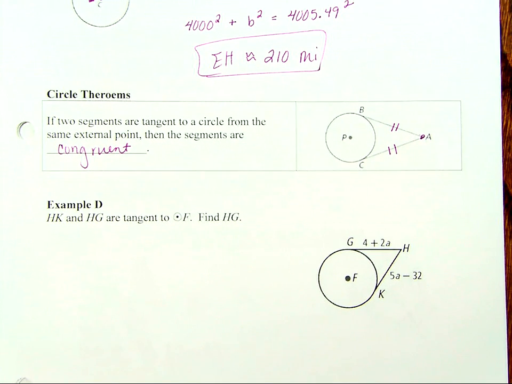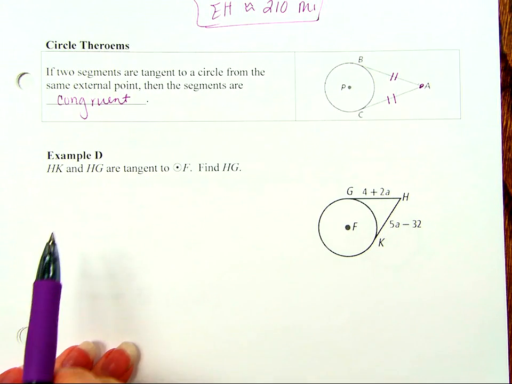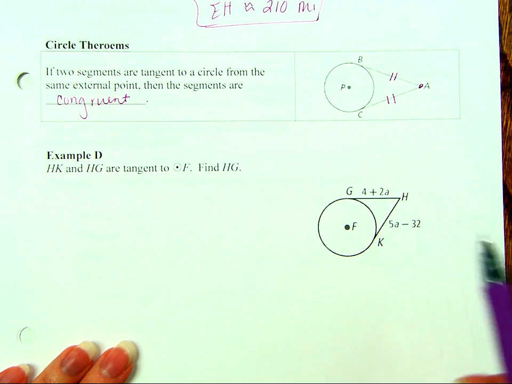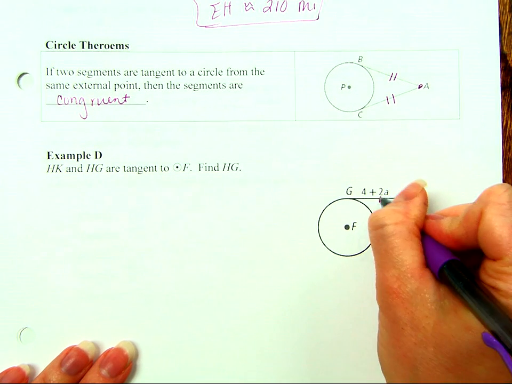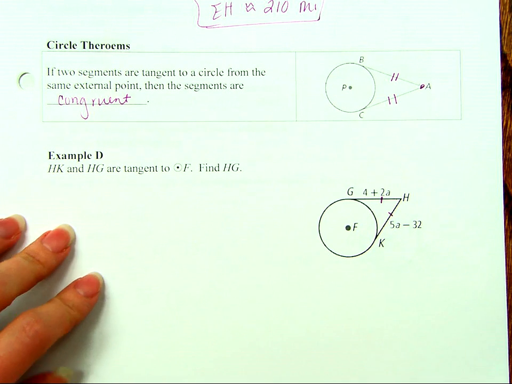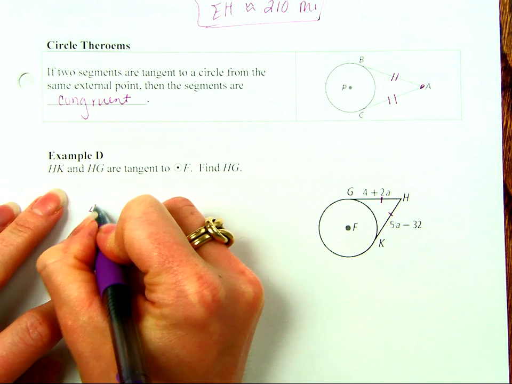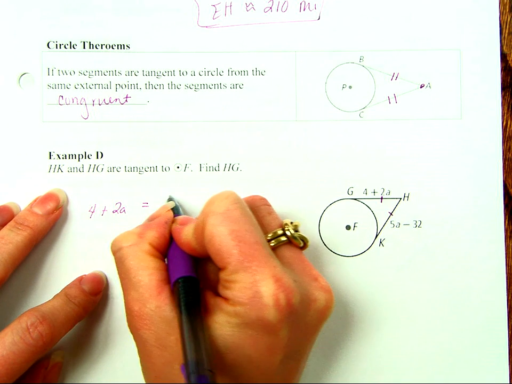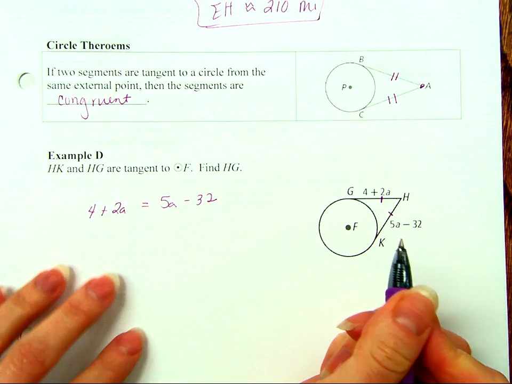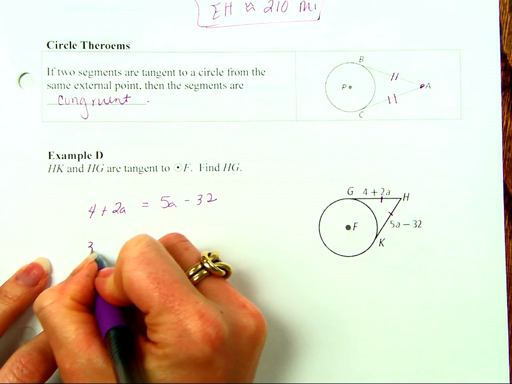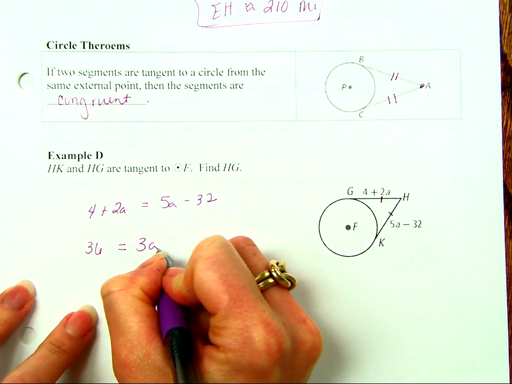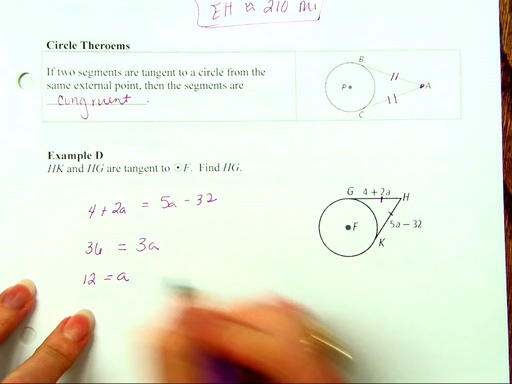So in example D, when they are asking me to find HG, they're wanting the length of the segment. I know that both are tangent, and so GH is going to have to equal KH, or 4 plus 2a is going to have to equal 5a minus 32. Go ahead and solve there. I'm going to add 32, and I'm going to subtract 2a, and we would find out that 12 is equal to a.